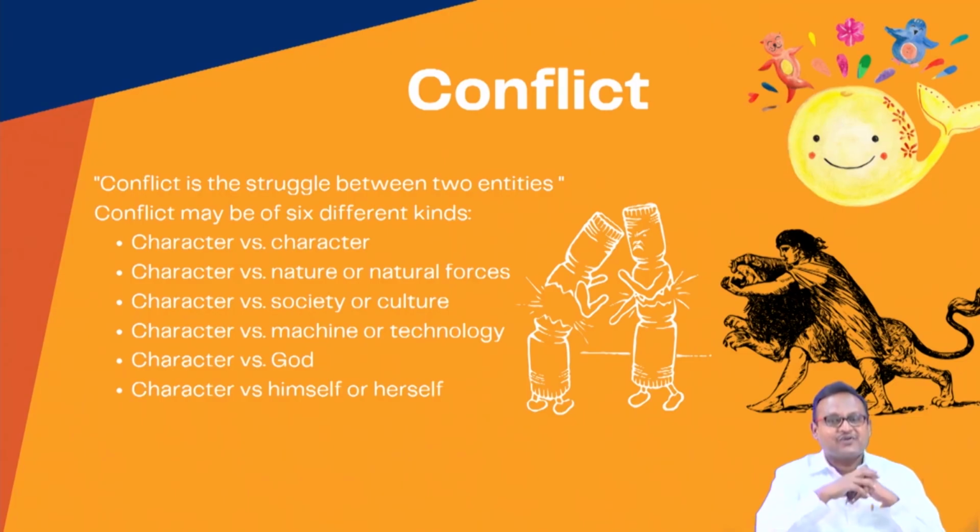Then the conflict can come between, let us say, character and machine or technology. In many of the sci-fi movies, you find artificial intelligence pitted against human beings. So, the conflict takes place between them, or aliens and humans.